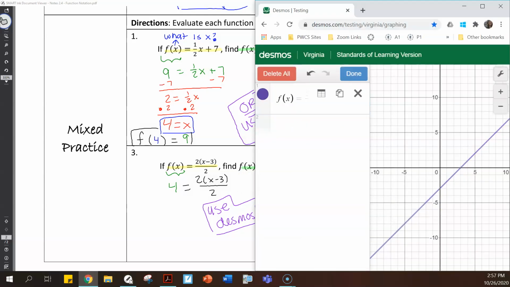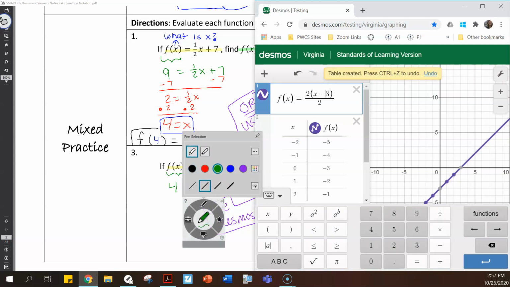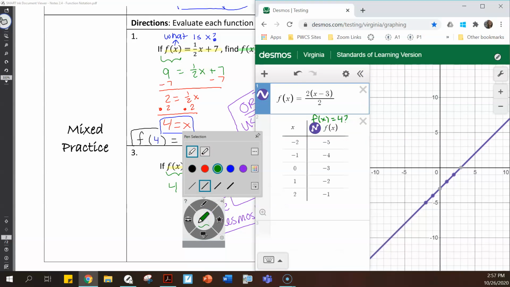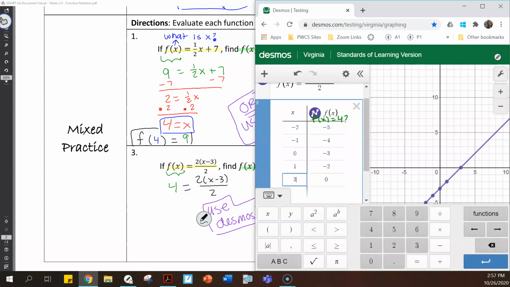So I'm going to do my gear wheel. I'm going to make a table, and I'm looking for where f of x equals 4. Well, taking a look at my table, I'm not seeing any 4 yet. But I noticed that as I'm getting bigger numbers, they're getting bigger. So 2 didn't work, but let's try 3. 3 gives me 0. So let's try 4. Let's try 5. Maybe let's try 10. Oh, too big there. So maybe 6. 6 gives me 3. 7 gives me 4.